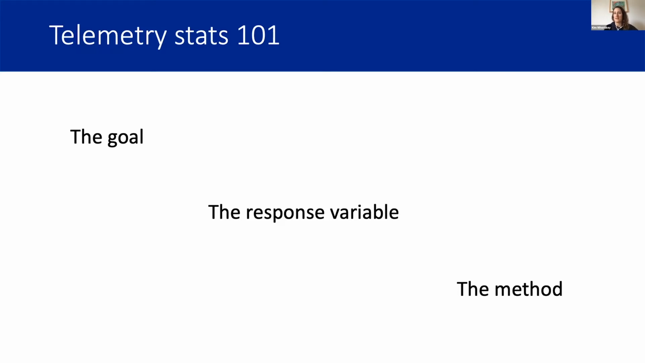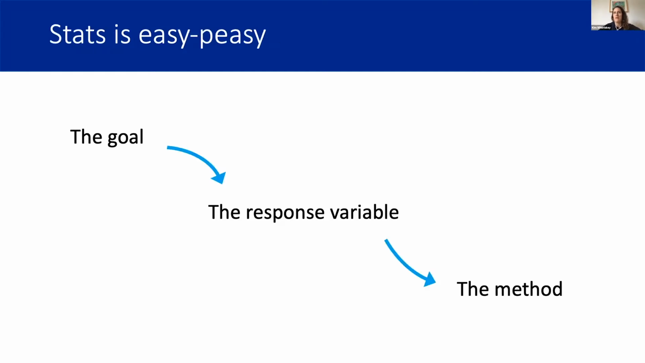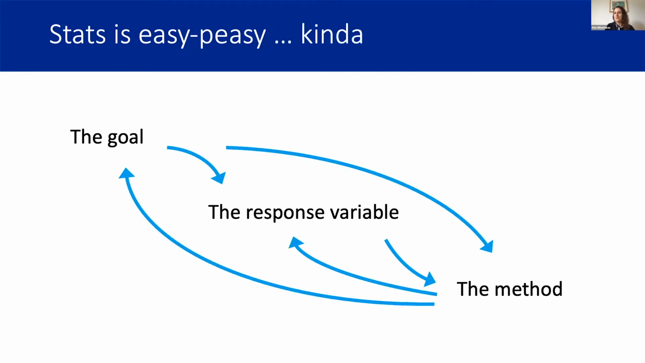But all of these things are interlinked. And I really wish that I could tell you that it was an easy relationship and that the goal really easily leads to the response variable. So you come up with your goal, and then because of that, you go out and collect your data and you calculate your response variable, and then you know exactly what method to do. And so you get this nice linear relationship, but in my experience, statistics has not been like that at all. So the relationships look a little bit more like this.